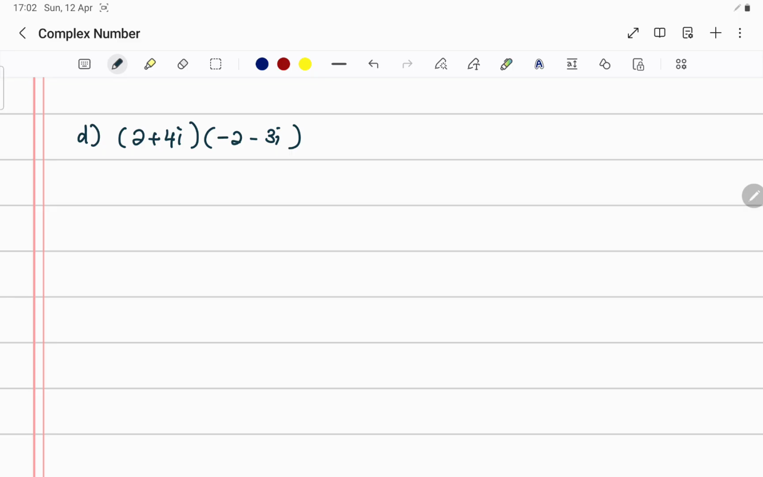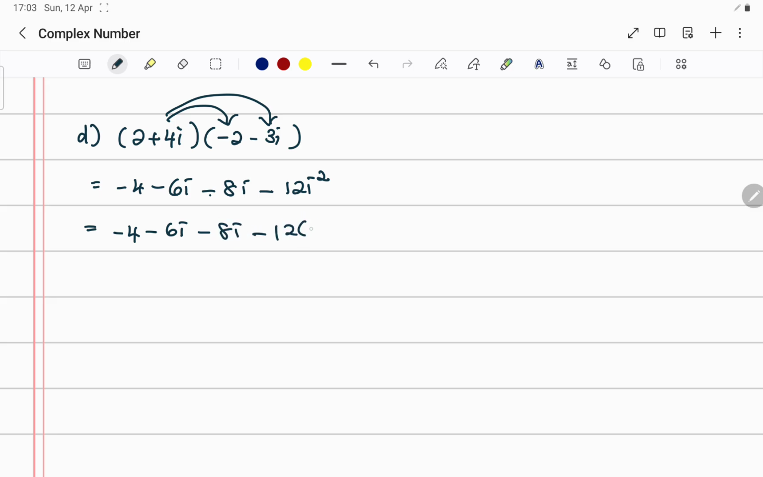I want to show you another example, which is question D. For this one, we can expand one by one. 2 multiply with negative 2, you're going to get negative 4. 2 multiply with negative 3i, you're going to get negative 6i. Then you do the same for the next term. 4i multiply with negative 2, you're going to get negative 8i. 4i multiply with negative 3i, you're going to get negative 12i square. Here i square is negative 1, so you substitute inside.